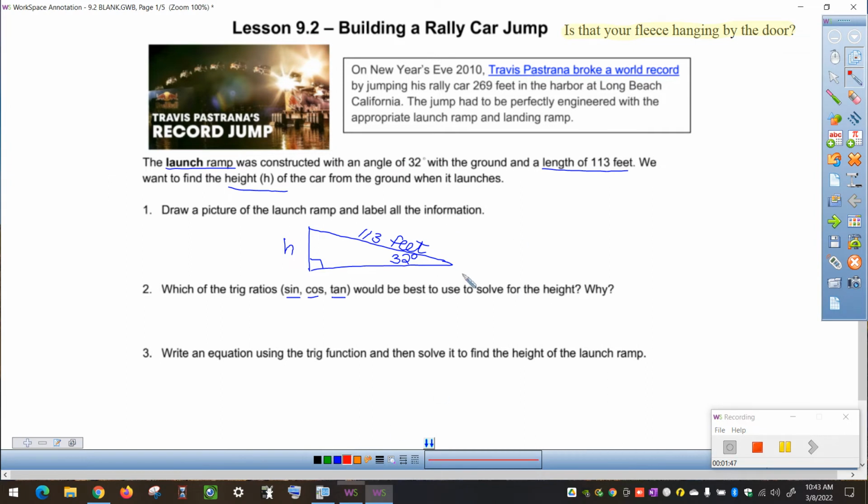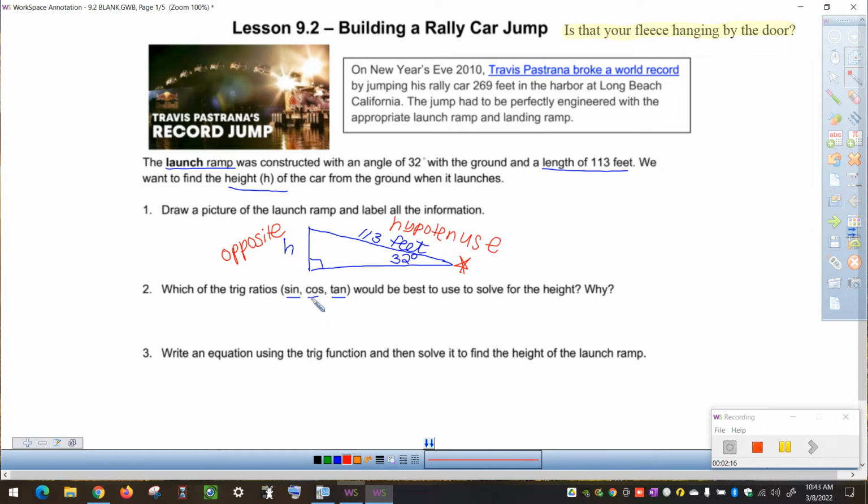All right, so if we think about the labels here, what we would actually call these two sides. I'm going to put my little star next to that angle of interest, the 32 degrees at the bottom. From that star, this side over here, the height that's completely on the opposite end, we would label as our opposite side. And then that longest side, that diagonal side here, the 113 feet, is our hypotenuse.